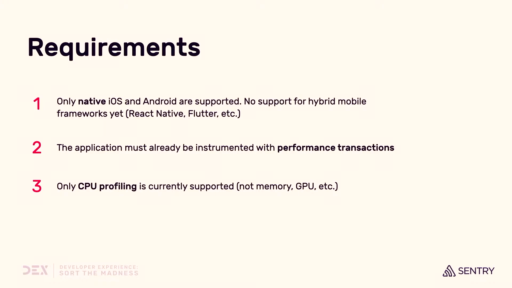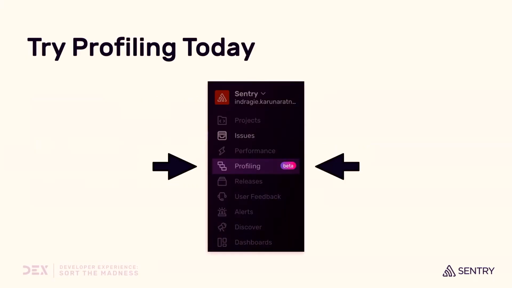The second major requirement is that you must already instrument your application performance transactions. So if you're already using performance, enabling profiling is as easy as a one-line change. If you're not already instrumenting with performance, you should enable performance. And then third, we only currently support CPU profiling. So if you wanted to do memory captures, or understand how your memory usage changes over time, or GPU profiling, that kind of stuff is not currently supported.